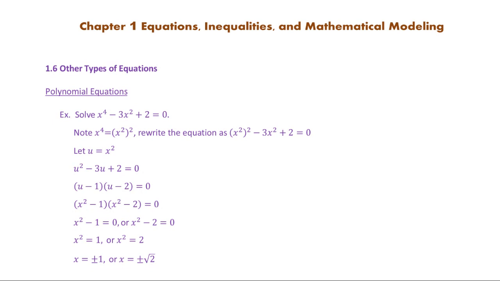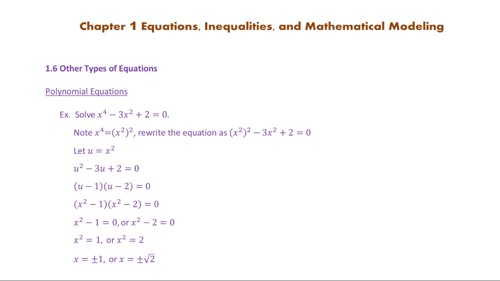So if you rewrite x to the fourth as x squared, squared, then you can rewrite the equation as x squared, squared, minus 3x squared plus 2. Then you can treat x squared as one variable, u. That's the reason we need to rewrite x to the fourth as x squared, squared. So then x squared is just like one thing by itself. We use u to denote it here. So then the equation can be rewritten as u squared minus 3u plus 2 equal to 0.